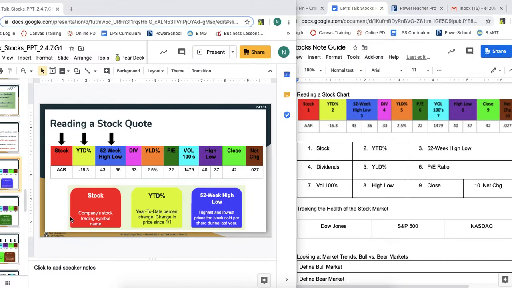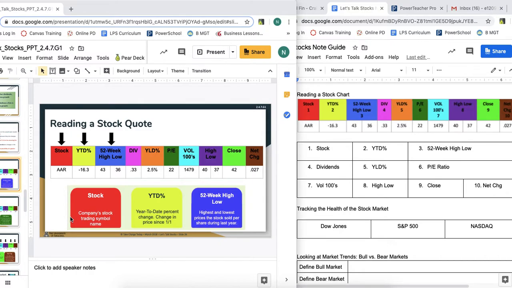So like we learned on our activity before spring break, you may have seen that Facebook, their ticker symbol or their stock symbol was FB. So it's just a shortened version to let you know which stock you're investing in. Next is the YTD percentage. So this is going to be the year-to-date percentage change. So how has the price changed for that stock since January 1st?